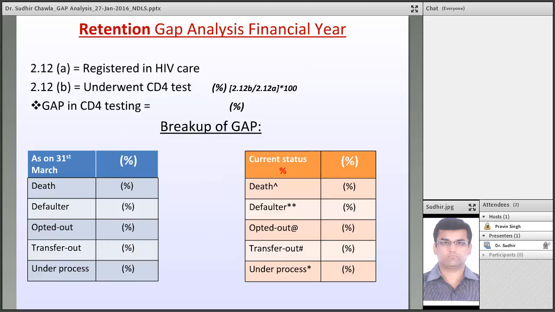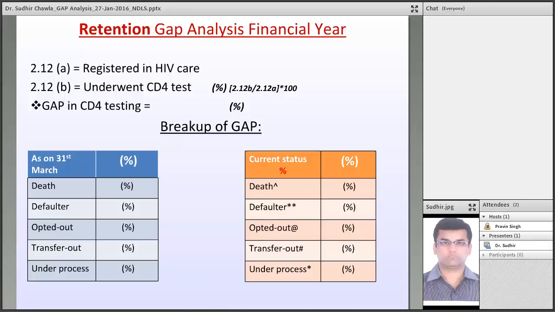Like this first stage, that is those who are registered in HIV care and underwent CD4 testing. This is about 2.12a and 2.12b. So we can calculate the percentage who underwent CD4 testing by 2.12b divided by 2.12a into 100. This will give us the percentage of patients who underwent CD4 testing during the financial year, out of the new registrations during the financial year. So there may be some gap, and we can identify that gap by subtracting: registered minus underwent CD4 count.